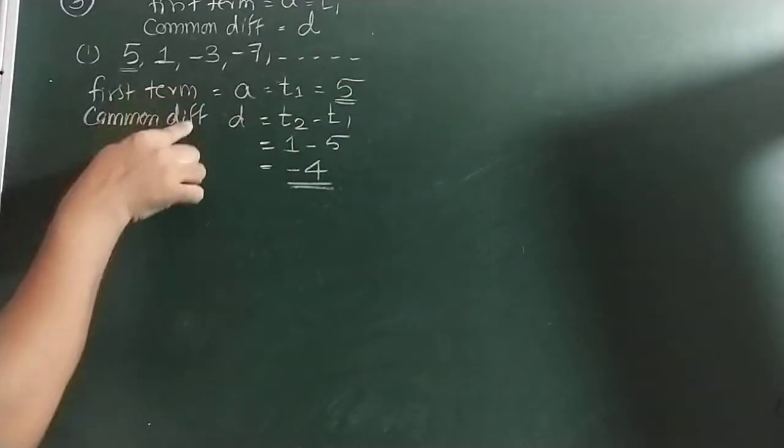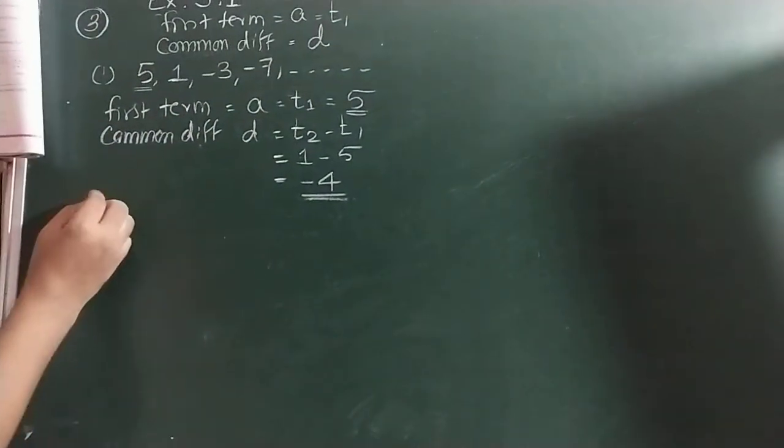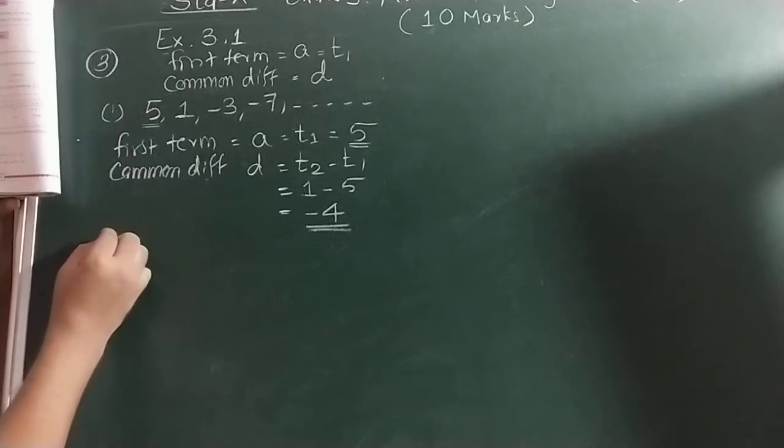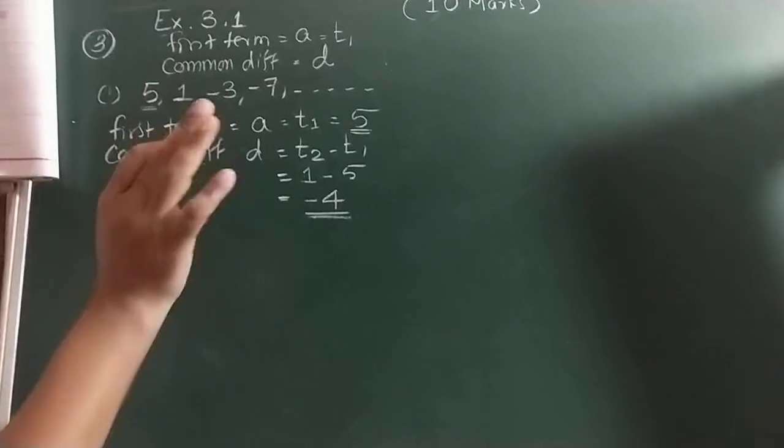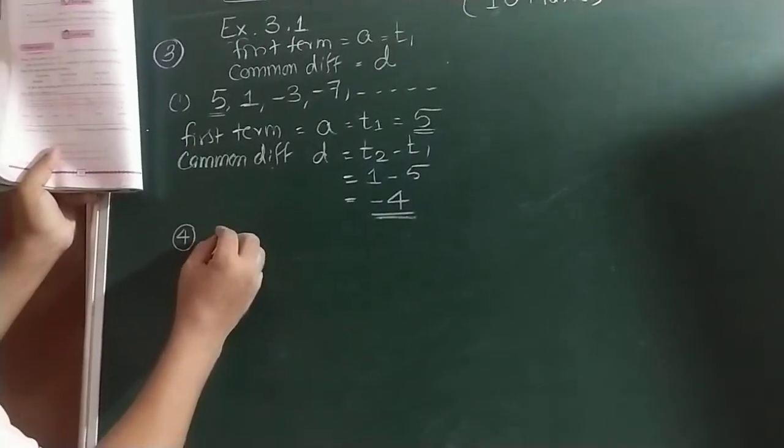So this is your first term, this is your common difference. Very simple sums are there. There are total 4 sums. I am taking the fourth sum, which is slightly tough. Remaining second and third you can do on your own as homework.